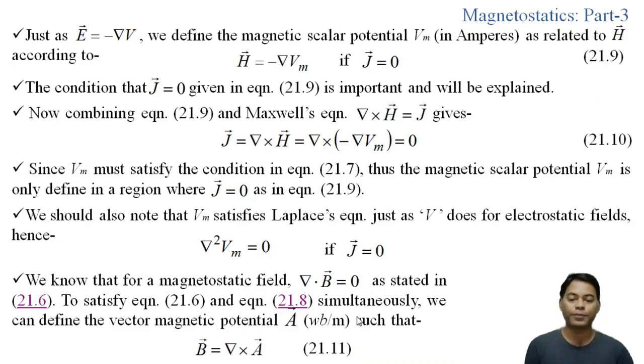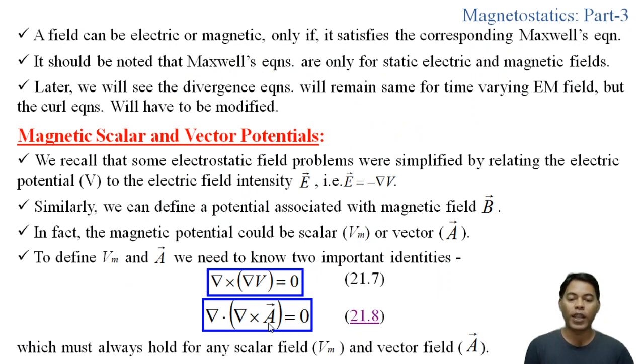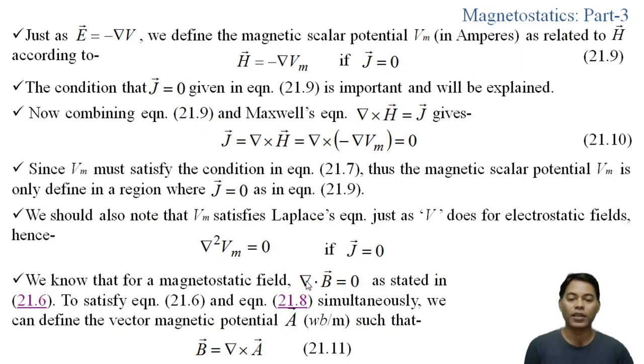That is why we have considered B equals grad cross A. If we put this in, grad dot grad cross A equals 0, it satisfies equation 21.8. Also it satisfies del dot B equals 0, which is the Maxwell's equation. So from that we can define that the magnetic vector potential is related to the magnetic flux density by the expression 21.11.